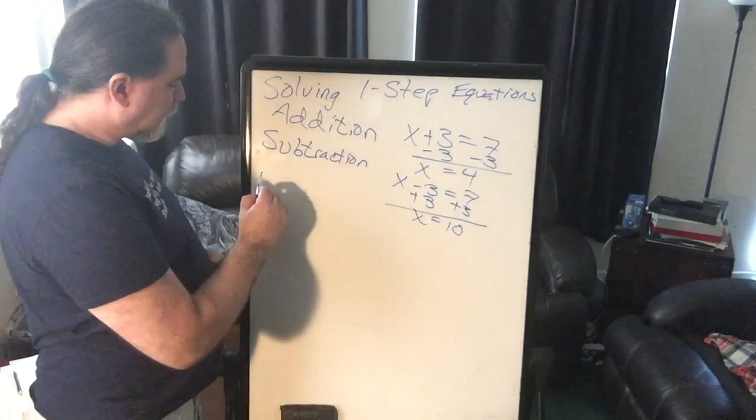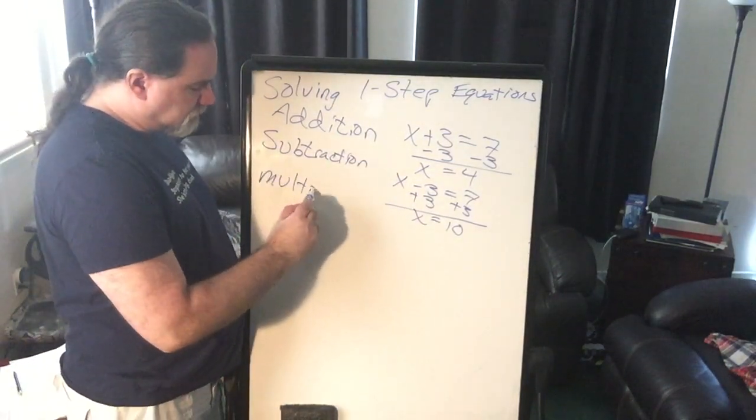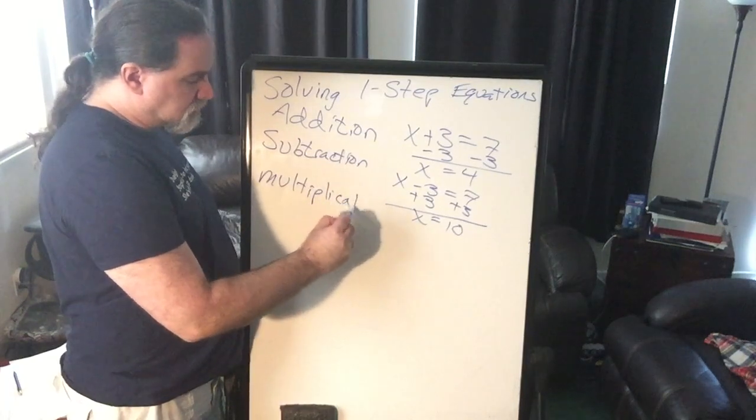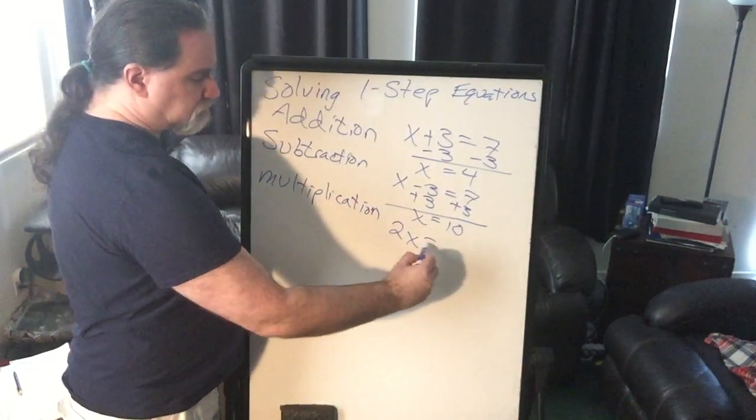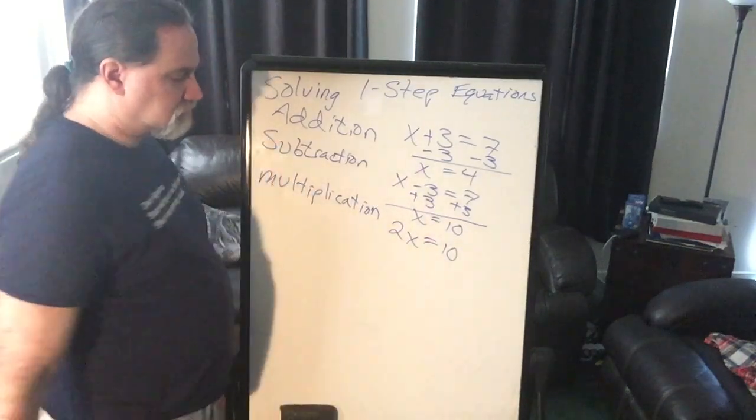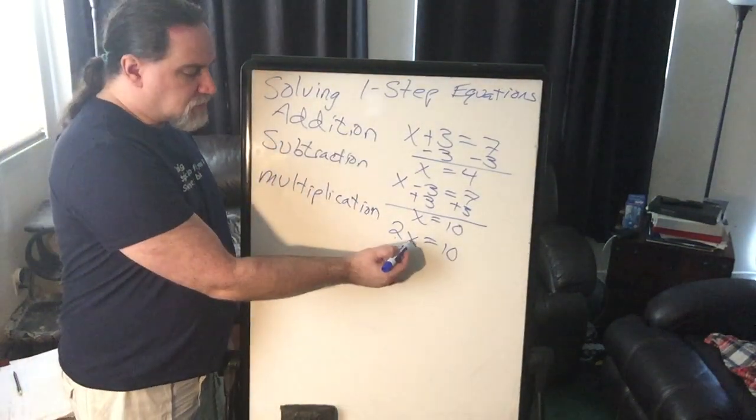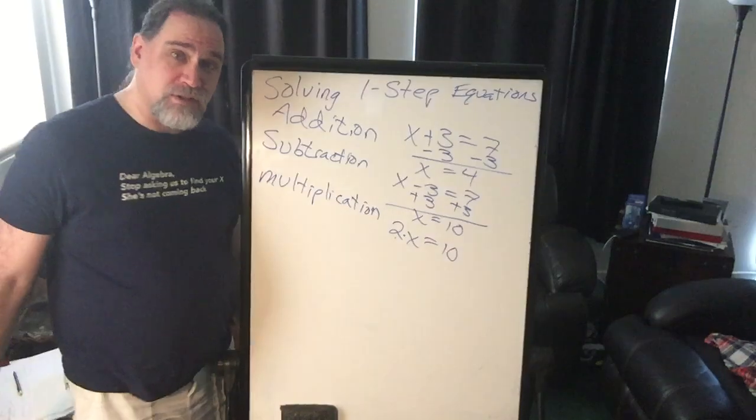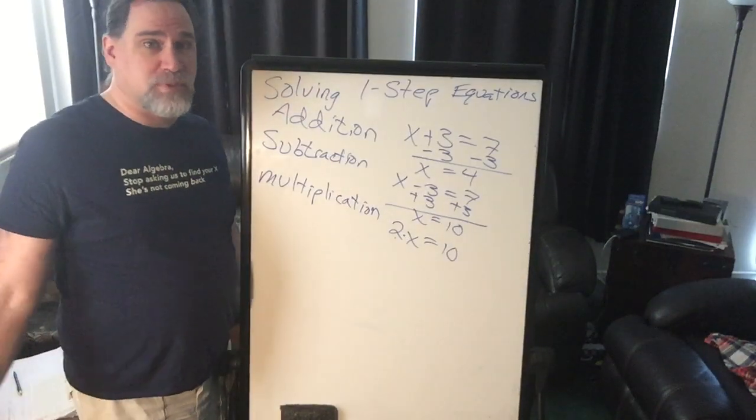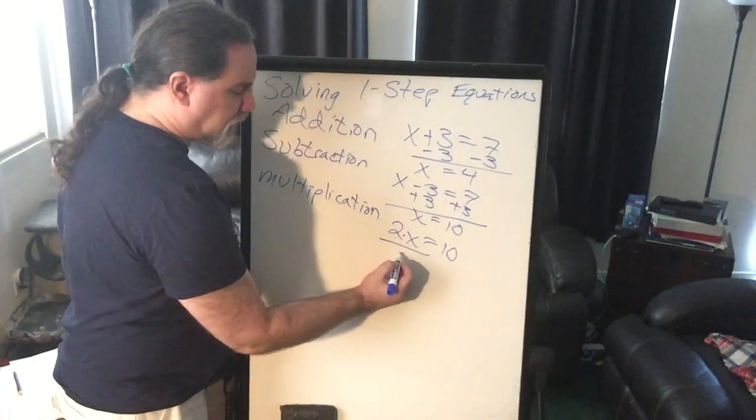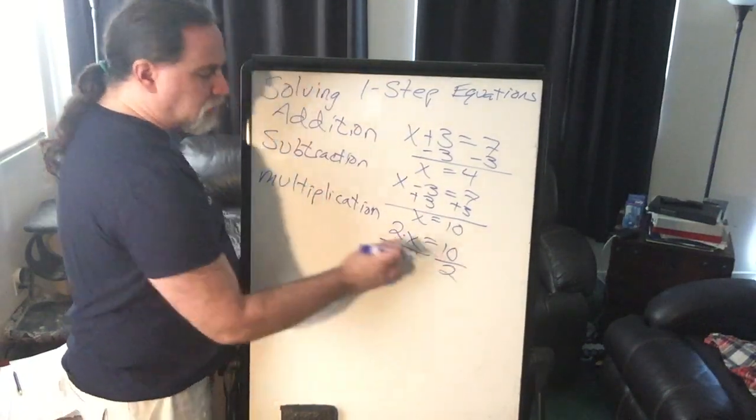What if I have multiplication? So 2x equals 10. So this is 2 times. Sometimes you might need that little dot to remind you this is a multiplication problem. And again, what's the opposite of multiplication? Well, that'd be division. So we're going to divide by whatever number is next to the variable.